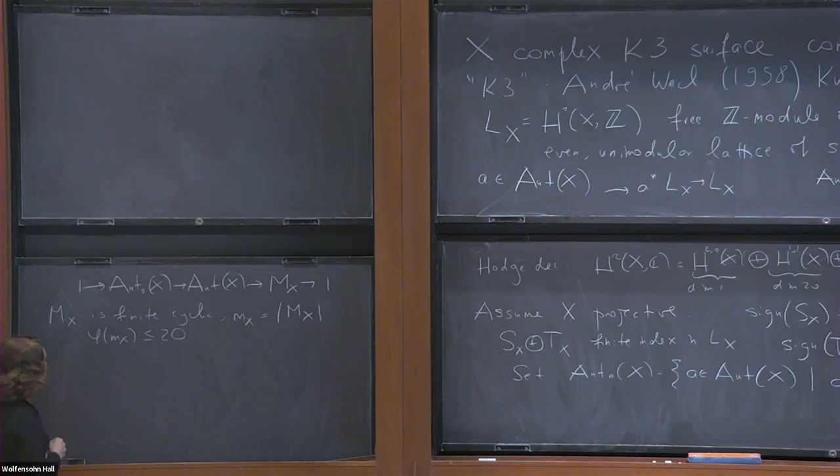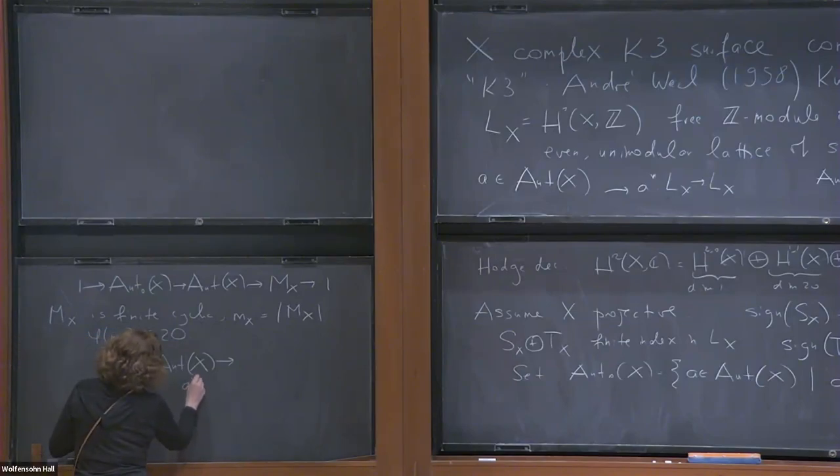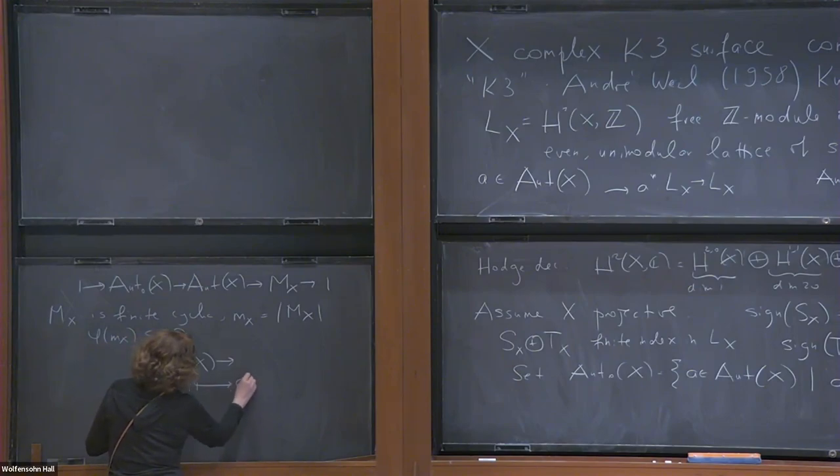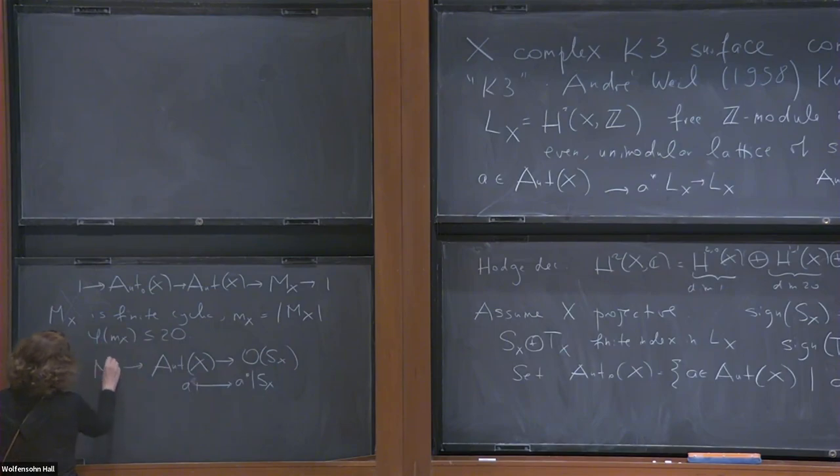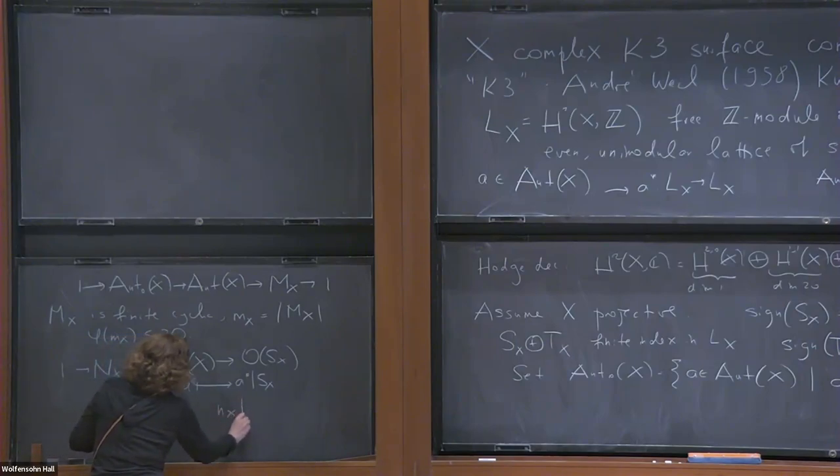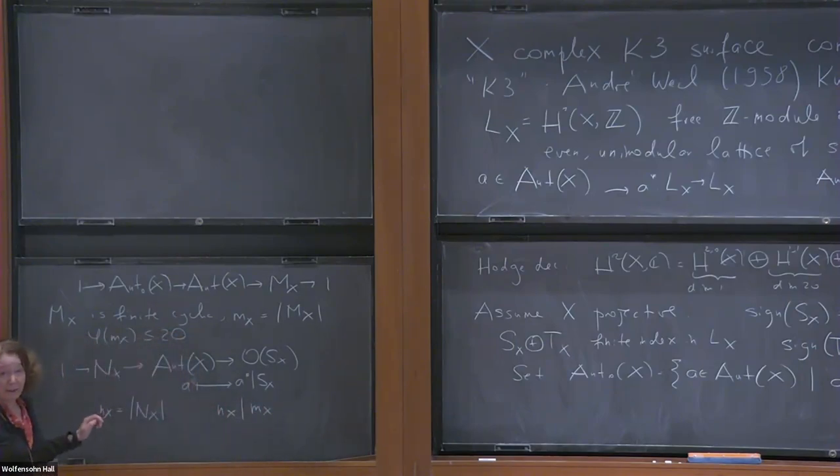So there is another interesting finite cyclic group. If I now restrict A star, so A sent to A star restricted to S_X, the kernel here we denote by N_X is also a finite cyclic group. Actually it can be identified to a subgroup of M_X. I denote by N_X its order, and so N_X divides M_X.